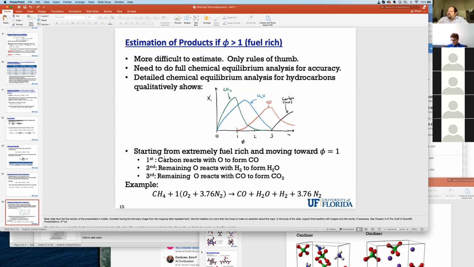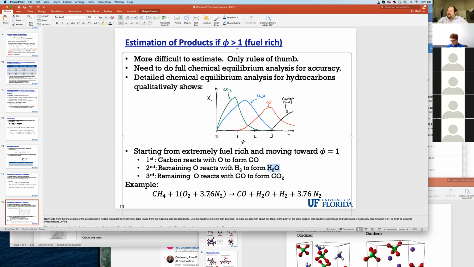This sort of result allows us to make a nice rule of thumb. If you want to estimate the products, again a back of the envelope type calculation, you first take all of the carbon atoms and react them with the oxygen molecules to form CO. Then, if there are any remaining oxygen atoms, you have them react with H2 to form H2O. Then, after that step, if there are any remaining oxygen atoms, those react with CO to form CO2.